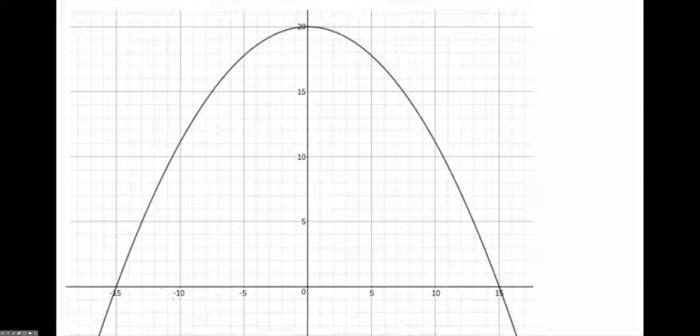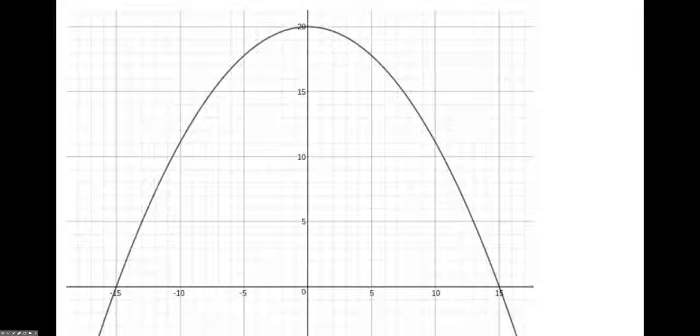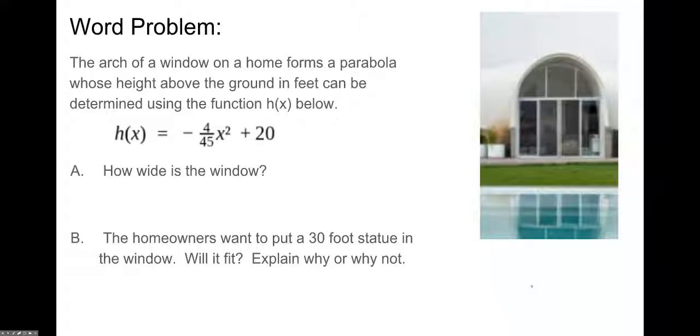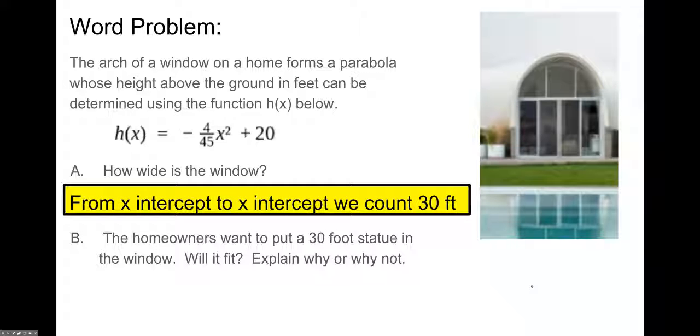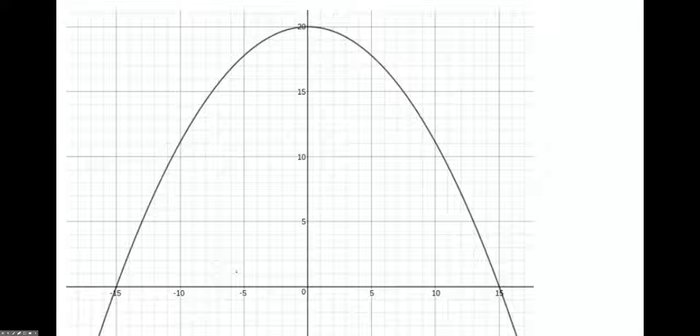So what's 15 plus 15? Well, that's 30. So how wide is the window? From x-intercept to x-intercept, we count 30 feet. The window is 30 feet wide. The homeowners want to put a 30-foot statue in the window. Will it fit? Let's go back to our picture.